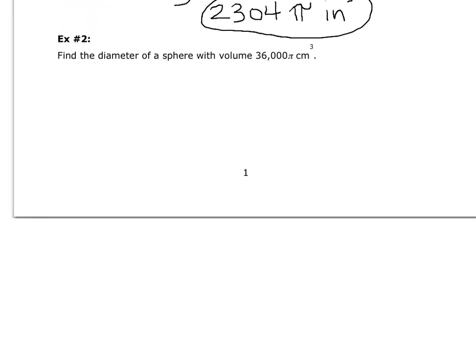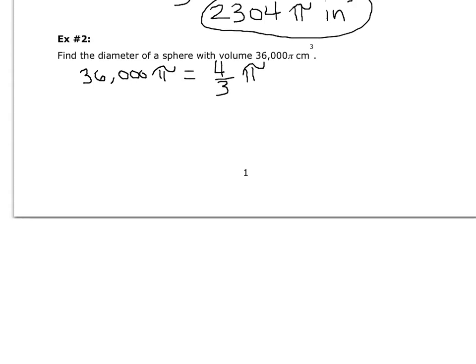Okay, so let's move on to number 2. Number 2 says find the diameter of a sphere when you know the volume is 36,000 pi. So since I know the volume, I'm going to start out by plugging that into my formula. My volume is 36,000 pi, and that's equal to my formula, 4/3 pi r cubed. So there's 4/3 pi.